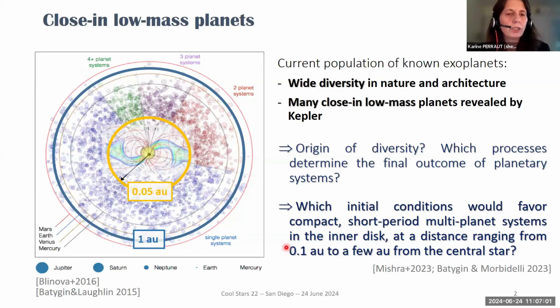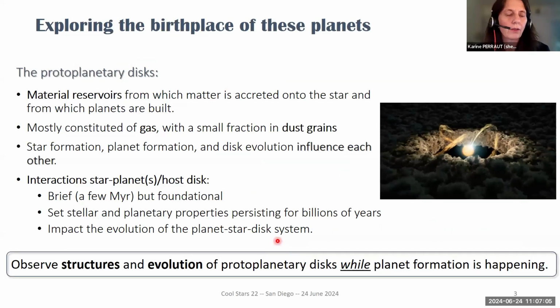To understand this diversity, we need to explore the birthplace of these planets, the protoplanetary disks, which are the material reservoir from which matter is accreted onto the star and from which planets are built. The accretion of disk material onto the stellar surface directly impacts the star's properties and its early evolution. It also produces radiation that illuminates the circumstellar disk and the proto-atmospheres of nascent planets, thus drastically affecting their physical and chemical evolution. So star formation, planet formation, and disk evolution influence each other. And if these interactions are brief, lasting a few million years, they set the stellar and protoplanetary properties that persist for billions of years.